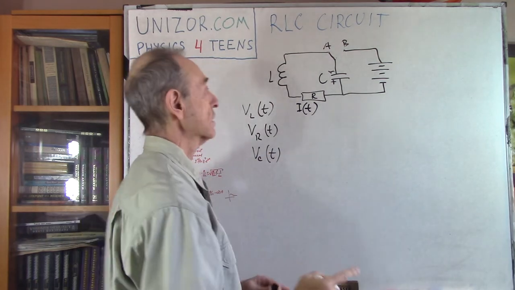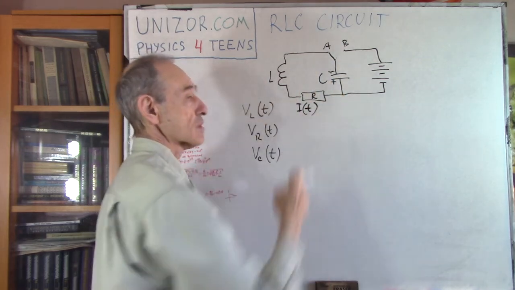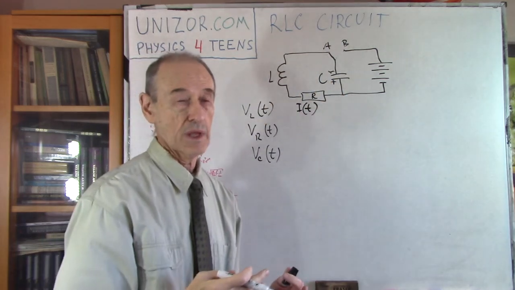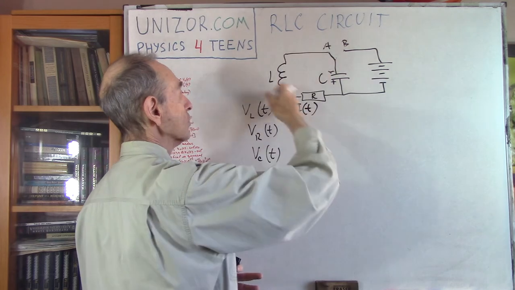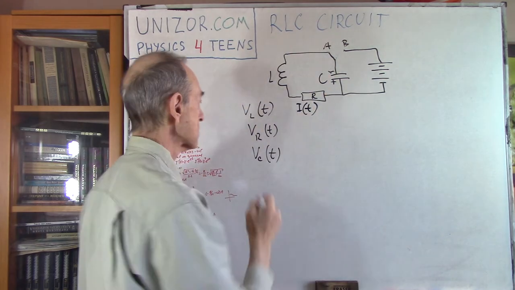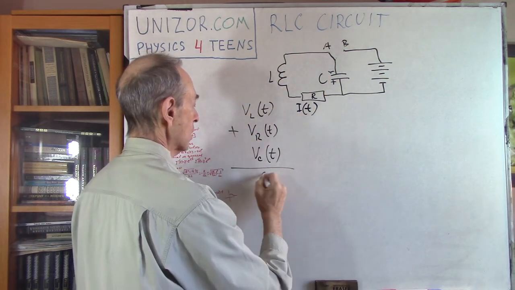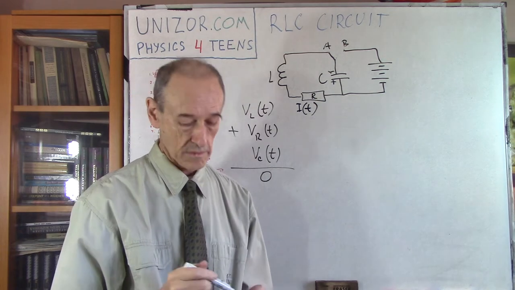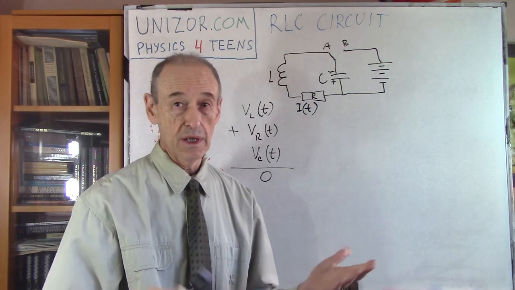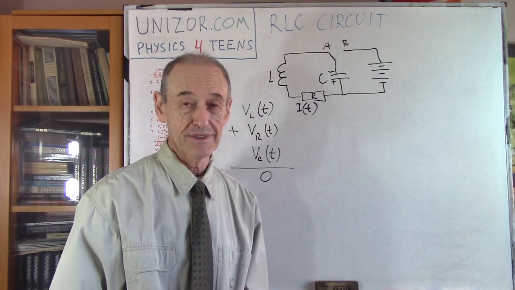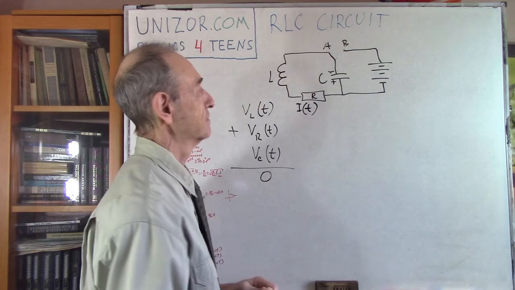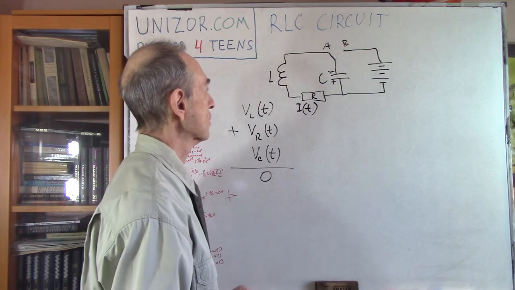But what's important is there is no source of electricity here, which means that the sum of the voltage drops on each of these things should be equal to zero. Otherwise, we would have some kind of an infinite source of energy, right? So this is equal to zero.